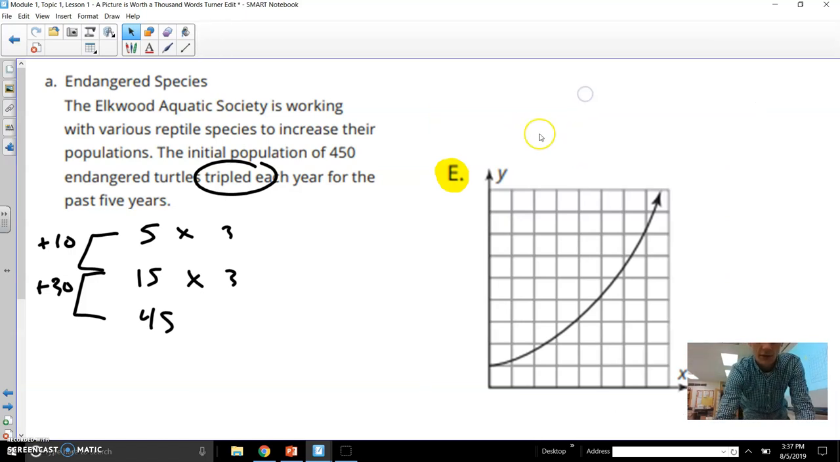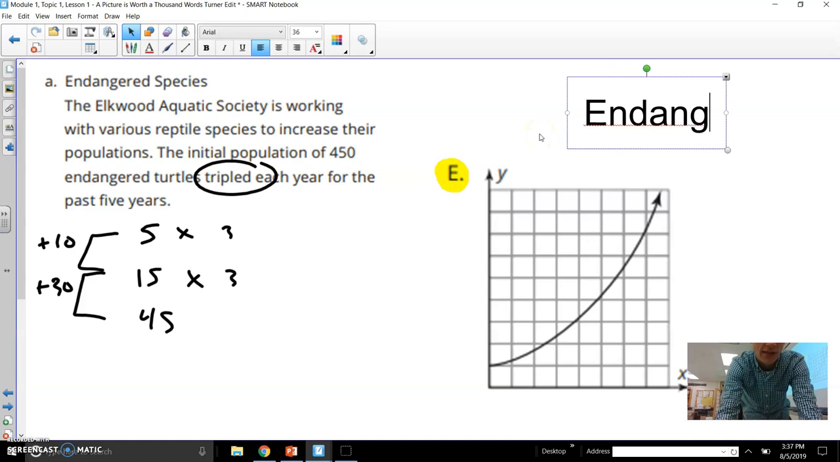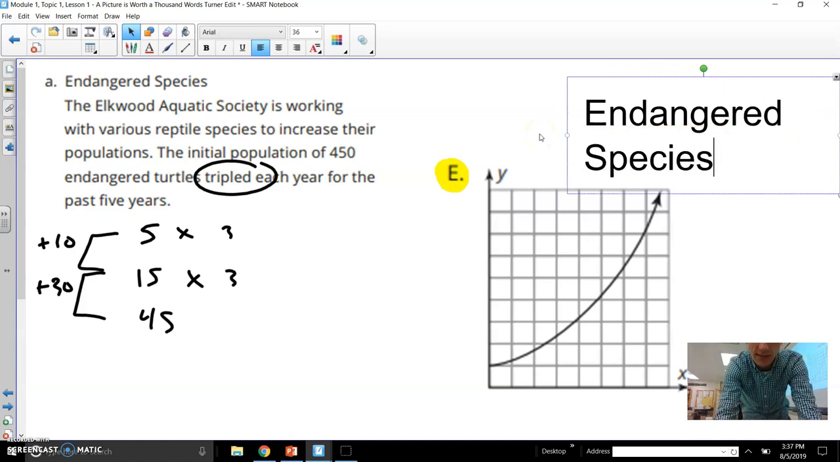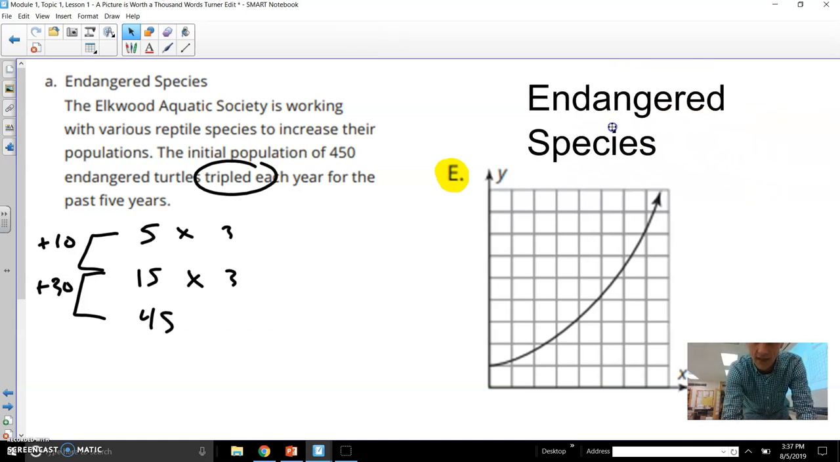Thought that was going to work really well. Let's try that again. Endangered species. So let's title it. And then we have a few other things that we want to think about. We wanted to think about what is the independent and what are the dependent variables.